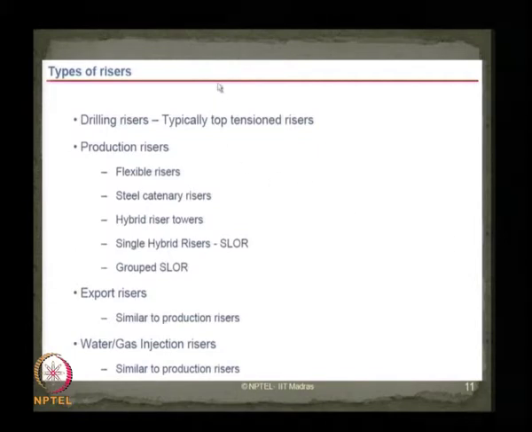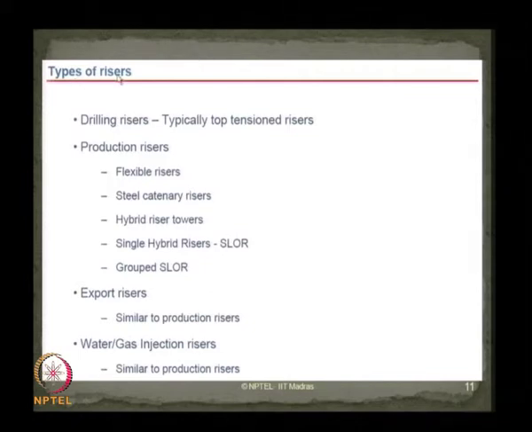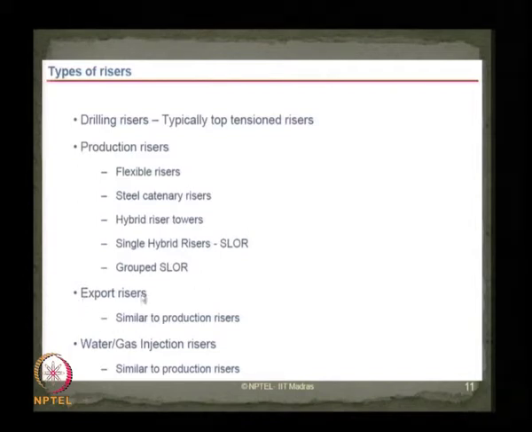To understand them in detail, the foremost question is, what are the different types of risers which are generally involved in deep water systems? Talking about drilling risers, typically they are top tension risers, which are called TTR in the literature. Production risers are generally flexible risers, steel catenary risers, there can be hybrid riser towers, there can also be single hybrid risers, which are otherwise called SLOR, or you can also have grouped SLOR. If you look at the export risers, they are similar to production risers, and these are the different types which are generally used for export risers.